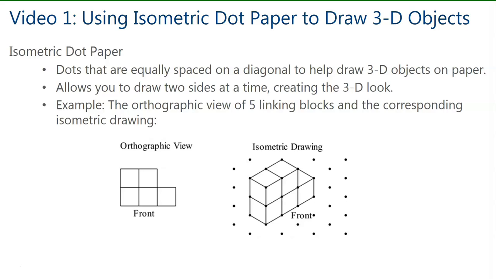On the left, we have the orthographic view of 5 linking blocks from the front, and on the right, the corresponding isometric drawing. So you can see on the right, we have a 3D view of the blocks.